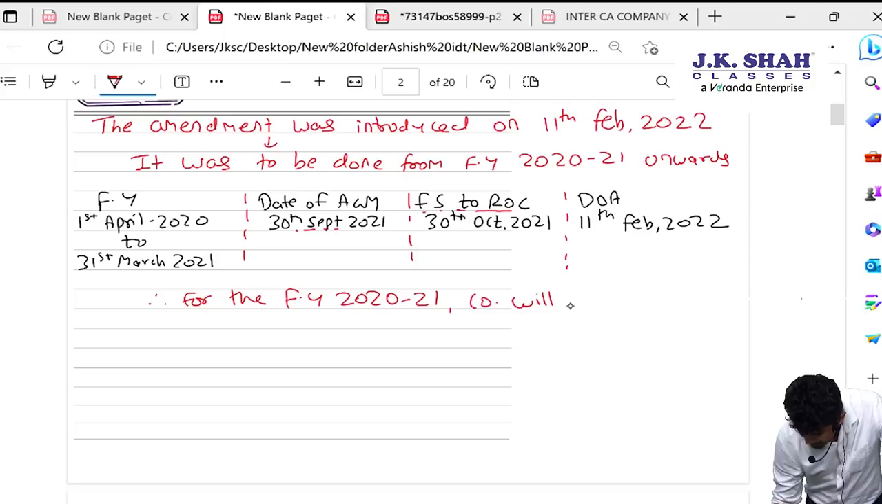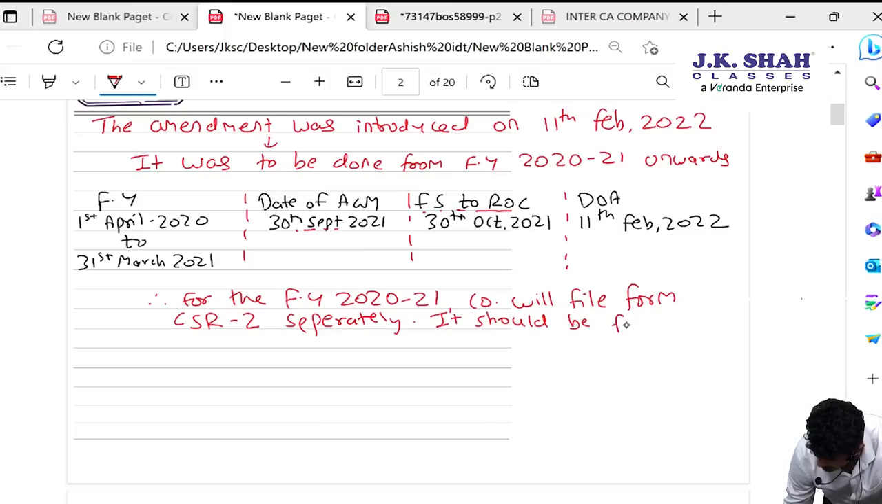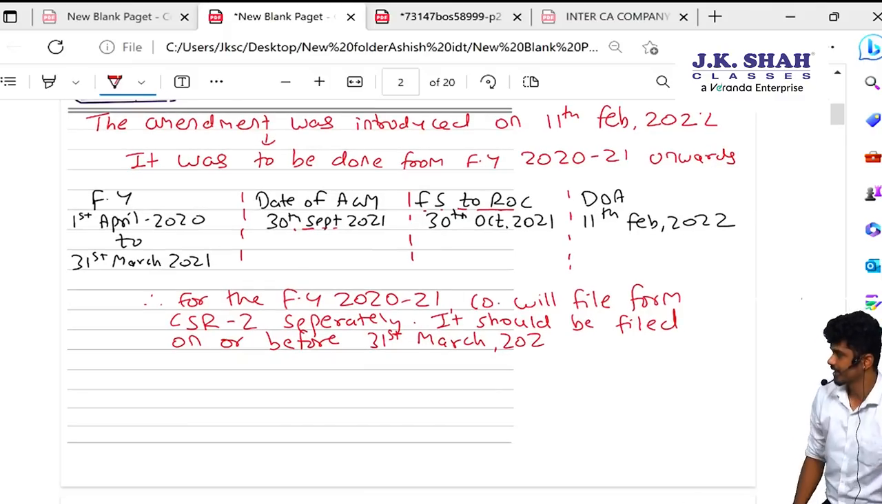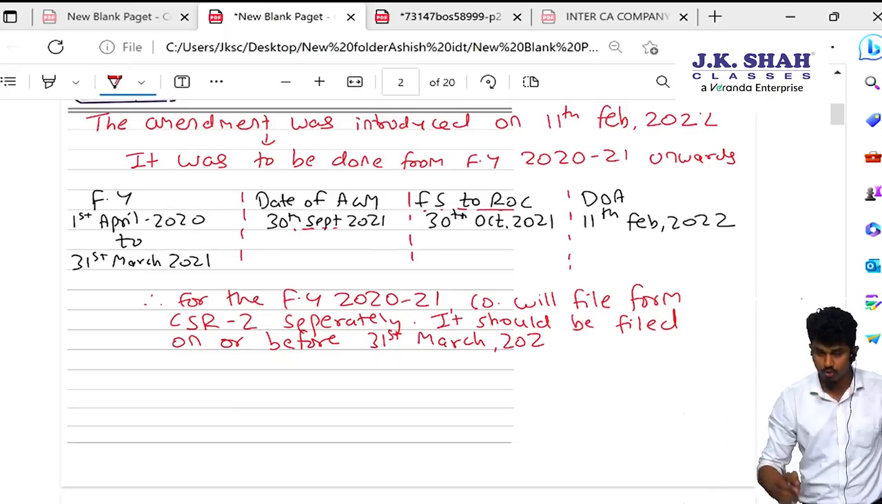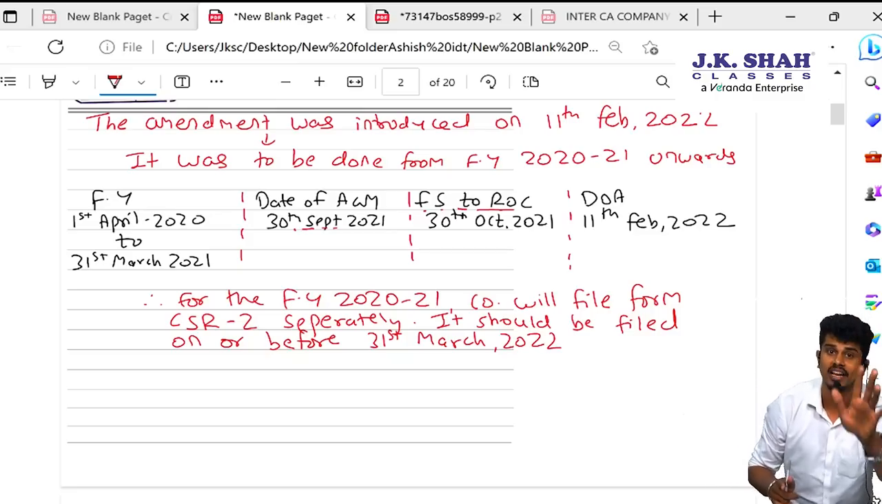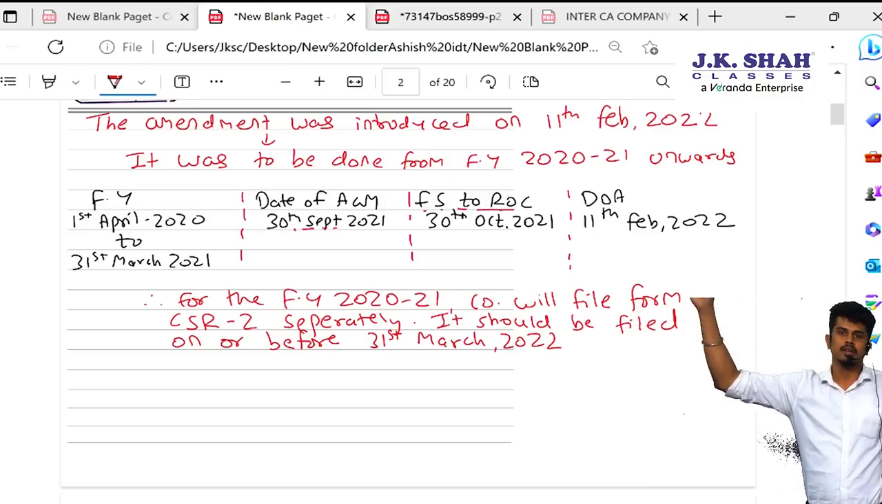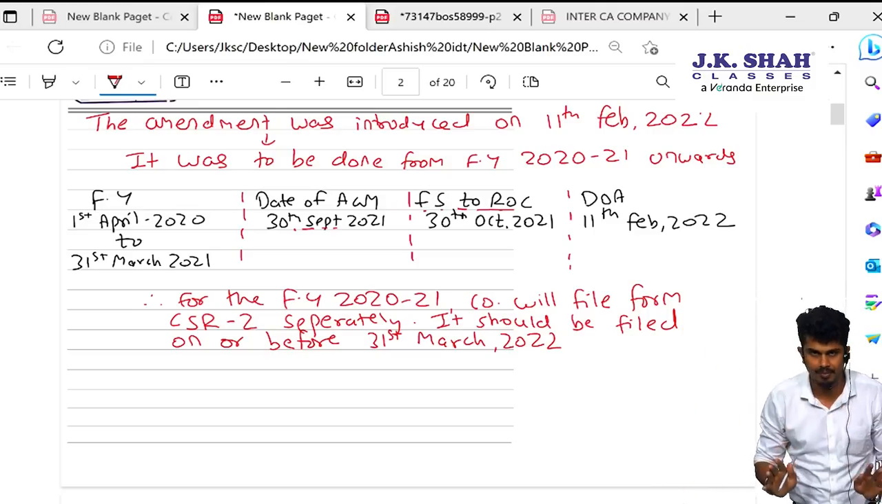2020-21, the company will file form CSR2 separately, and it should be filed on or before 31st March 2022. It should be filed on or before 31st March 2022 because it is not possible for the first year, that is for the year 2021, to attach CSR2 in the financial statement, because understand guys, the financial statement has already been filed with ROC. So therefore they will file form CSR2 separately. Simple, easy.